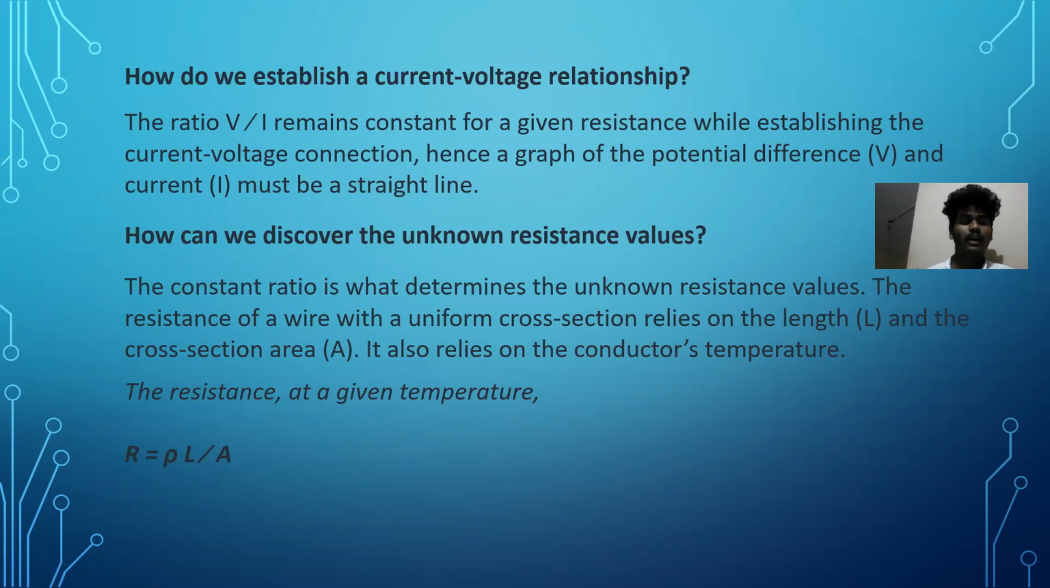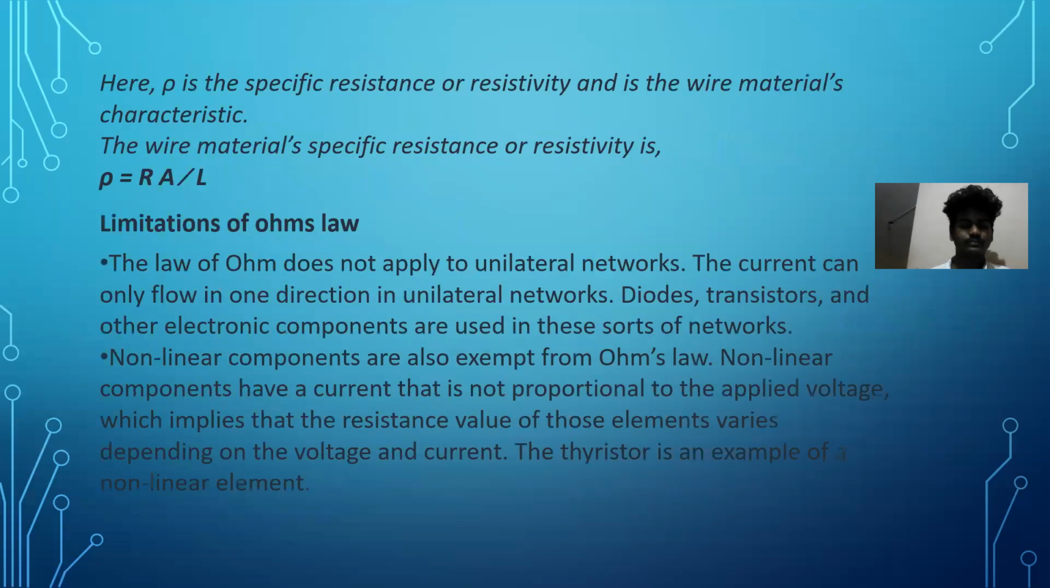The resistance of a wire with a uniform cross section relies on the length and the cross section area. It also relies on the conductor temperature. The resistance at the given temperature is equal to ρL by A. Here ρ is the specific resistance or resistivity, and is the wire's material characteristic. The wire's material specific resistance or resistivity is ρ equal to RA by L.